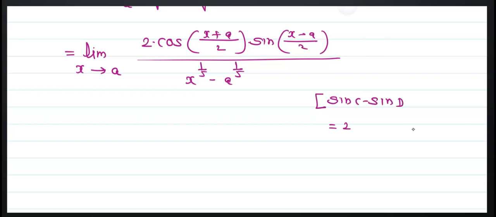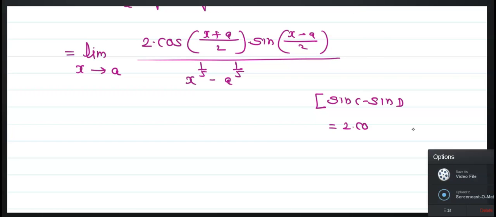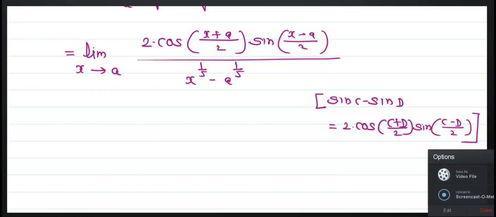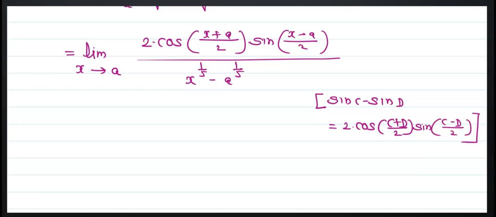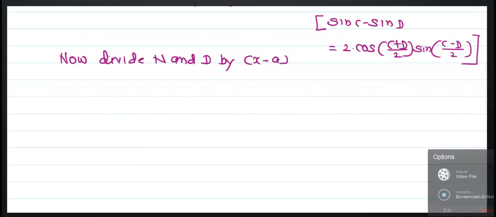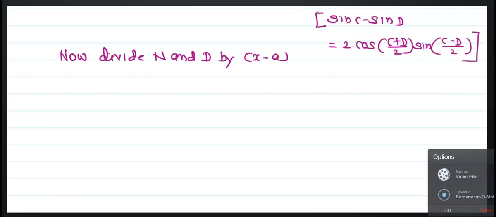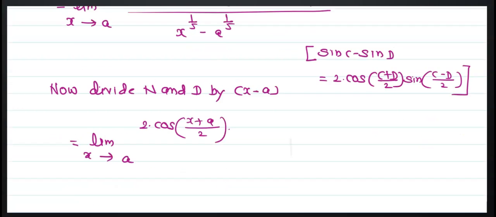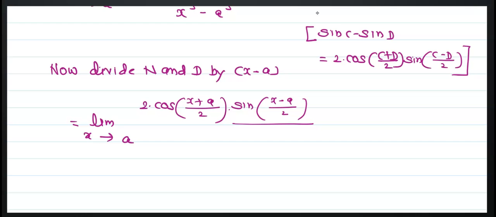Now here is that formula: sin c minus sin d is equal to 2 times cos of c plus d upon 2 sin of c minus d upon 2. This is the formula. Now divide the numerator and the denominator by x minus a. Therefore, limit x tends to a of 2 times cos of x plus a upon 2, dividing numerator and denominator by x minus a.